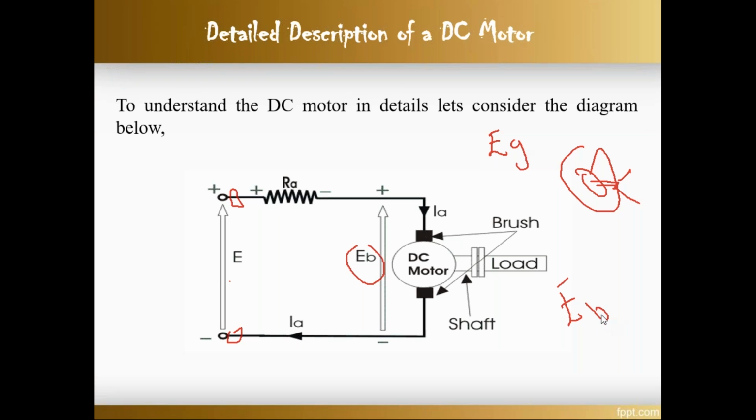Here they said generated EMF, and here they said back EMF. What is the meaning, what is the reason? Why do we call it back EMF? The EMF induced in the armature opposes the supply voltage. The supply voltage E that we give, this EMF opposes that supply voltage. So that's why we call it back EMF.